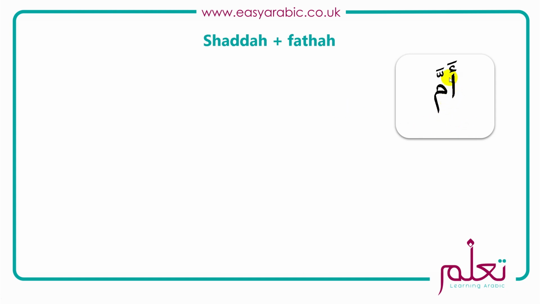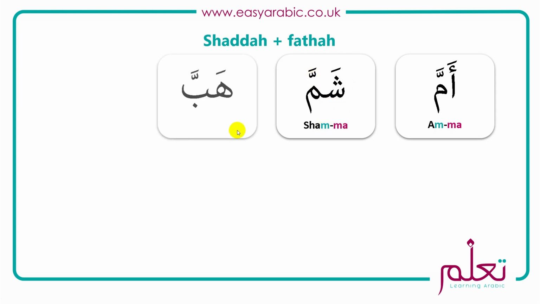Here we've got Alif with the Fatha is A, Mim, so Ma, Amma. Next one is Sheen plus Mim, so do this one first: Ma, Shamma. Next one is Ha with the Fatha, the Ba with the Shaddah and the Fatha, so it's Habba.